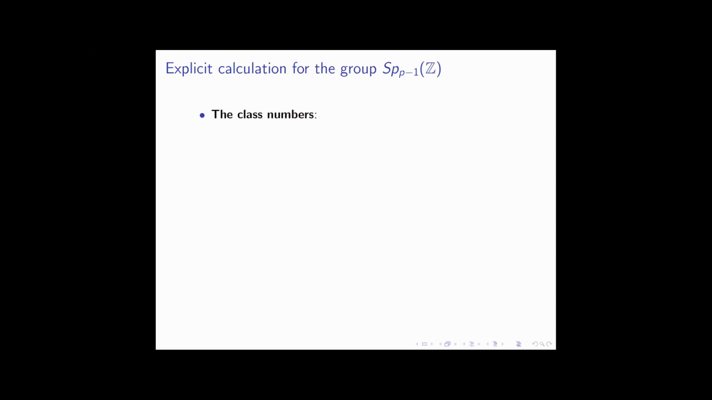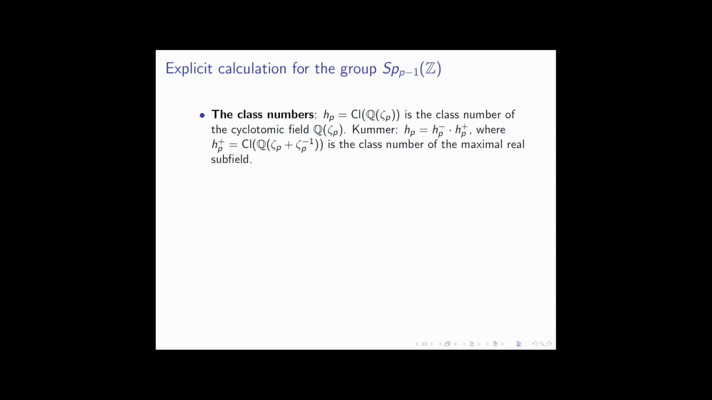Okay, so let's recall the class numbers. So h_p denotes the class number of the cyclotomic field Q(zeta_p), with zeta_p the primitive p-th root of unity. And what Kummer showed is that this number decomposes as a product of two other numbers, where h_p minus is called the first factor and h_p plus is called the second factor. Well, good names. And then h_p plus is also the class number of the maximal real subfield. Okay. Now, why am I recalling this? Well, it turns out that this can be used to describe conjugacy classes of order p elements in this symplectic group. There are exactly this many conjugacy classes of order p elements. So this first factor of the class number shows up in this classification. This is due to many people, and I don't even want to mention names.